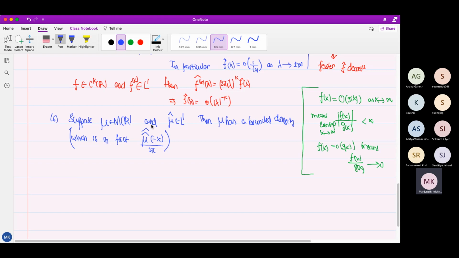Often the check symbol is used, instead of writing mu hat, it's written as mu hat check of x. So this is going in the other direction. You are assuming decay of the Fourier transform and saying something about the smoothness on this side. I will state more general things like that.